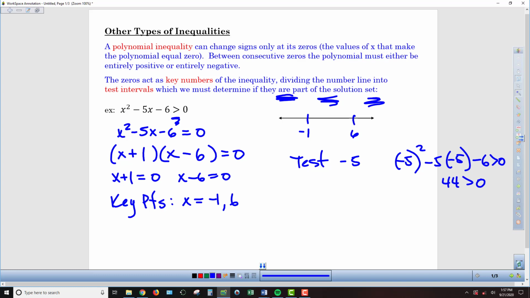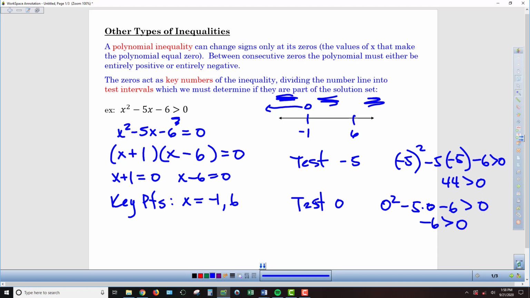Now there's no equal sign, so I'm going to use an open circle here, and I'm going to send my graph that way. Now I need to test the middle section of my graph. So I'm going to test 0. I don't have to go right in the middle of those numbers. I'm going to pick the easiest number that I possibly can. When I test 0, 0 squared is 0, minus 5 times 0 is 0, minus 6 is not 0. So I get -6 is greater than 0, which is not true. That is false. So that means I am not going to graph the region in between -1 and 6. None of those numbers are going to work.